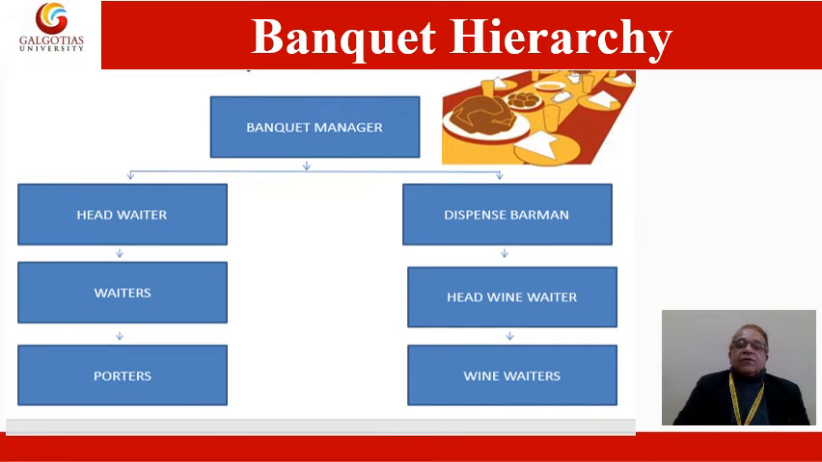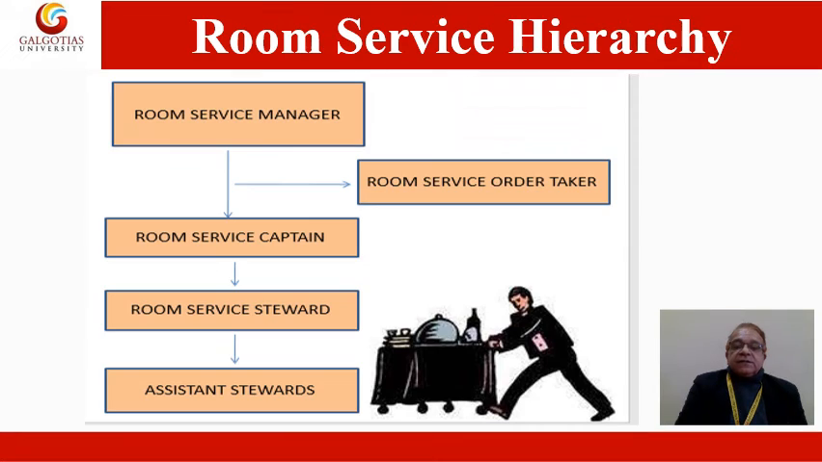Let's have a look at the banquet hierarchy. We have a banquet manager. Under him, we have the head waiter, the waiters and the porters on one end. On the other end, we have the dispense barman, the head wine waiter and the wine waiter. We have not mentioned here the people who are responsible for booking the party, but they are again under the banquet manager. Okay. So let's move on and see next.